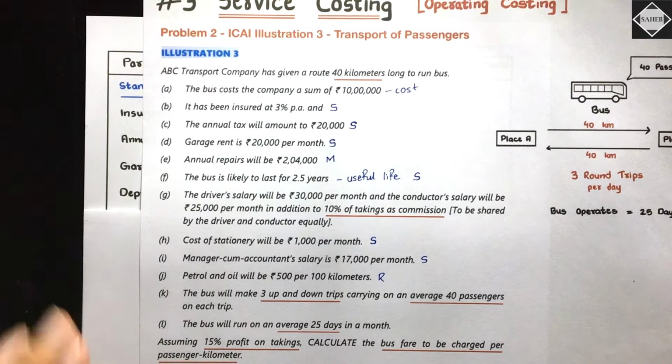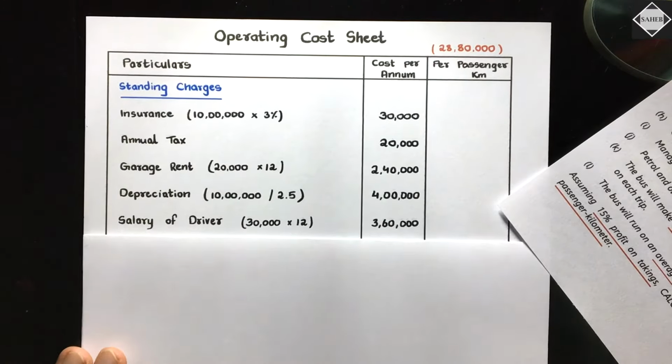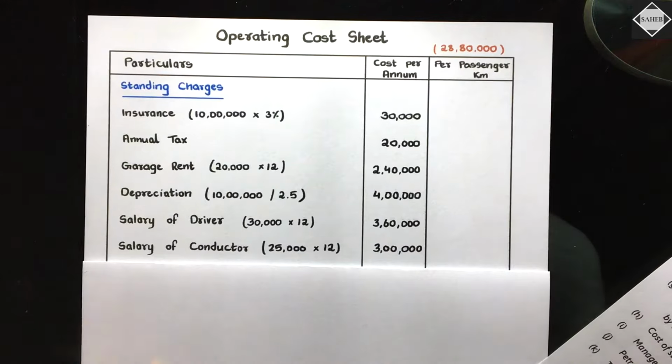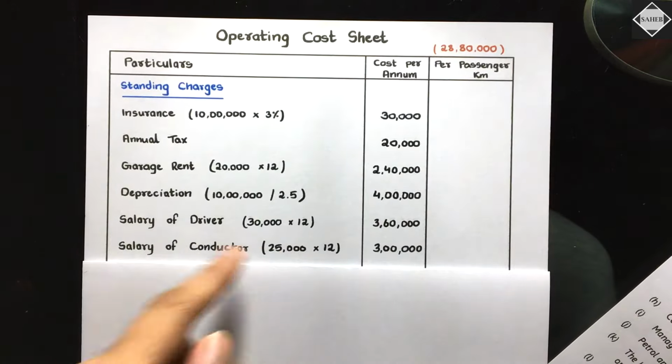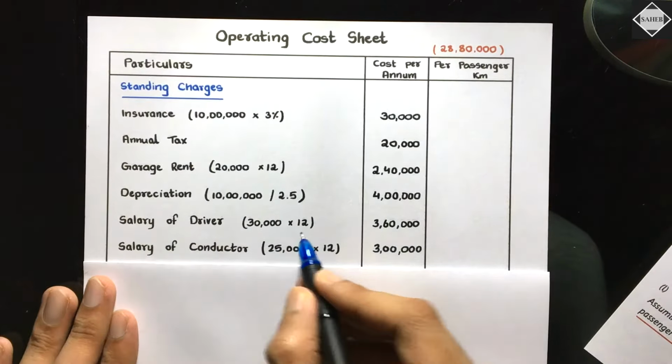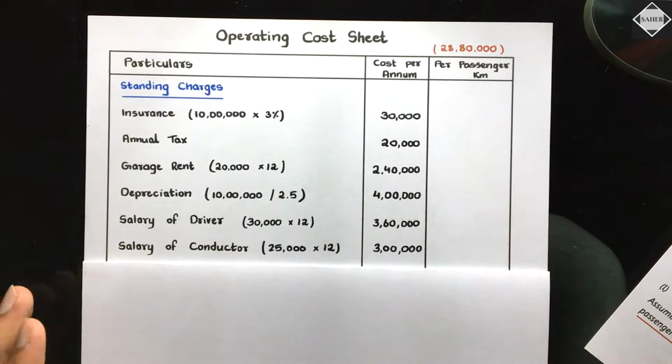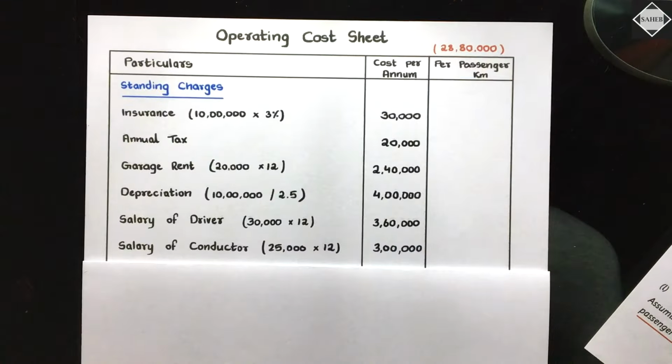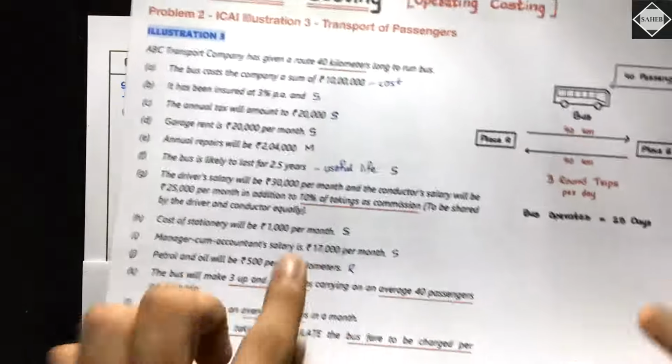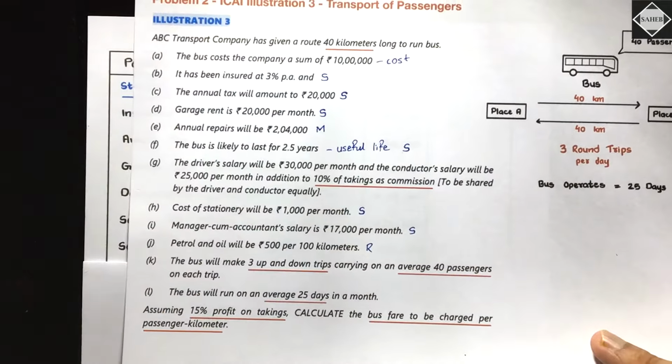Okay, easy. So see here, salary to driver and conductor you have to take. They have said 30,000 and 25,000 per month, into 12 you have to do. 30,000 into 12, that's 3,60,000. 25,000 into 12, that is 3 lakh. Is it clear? No confusion at all. That commission thing we'll see later. Don't worry about that now.